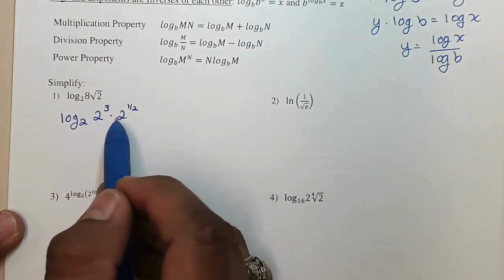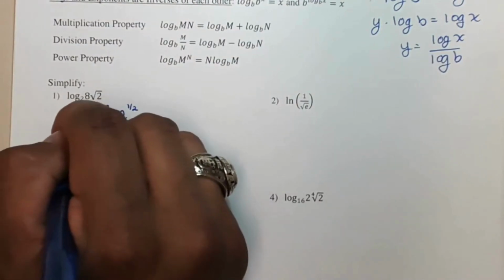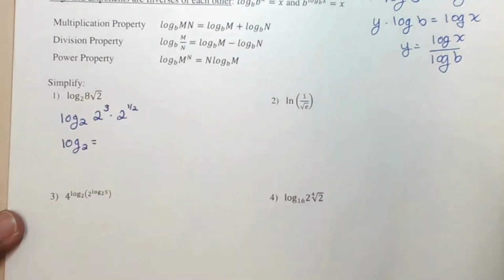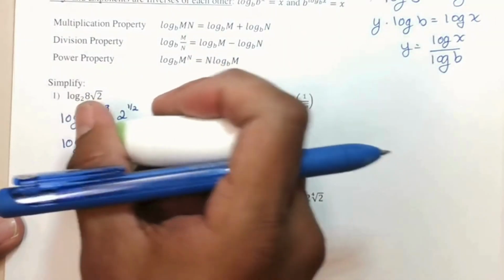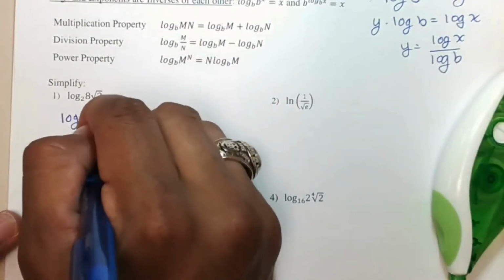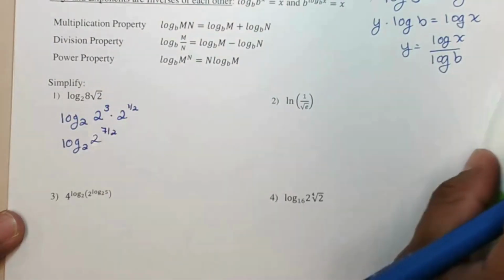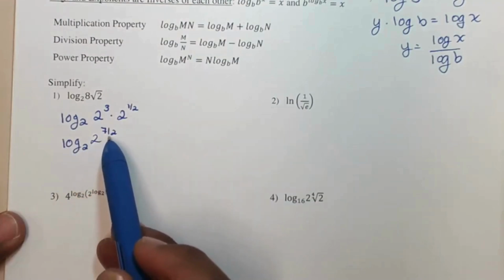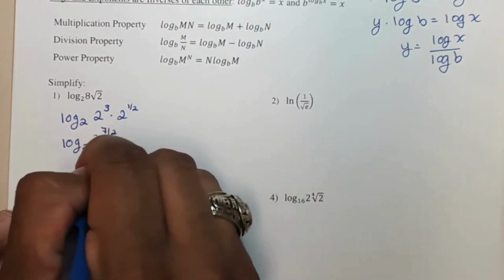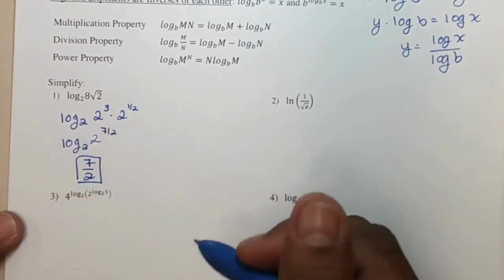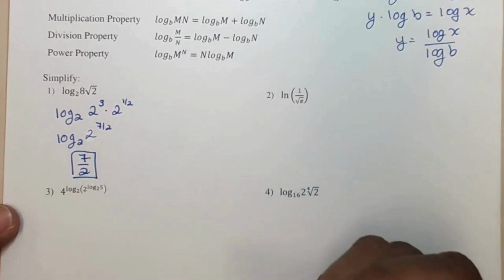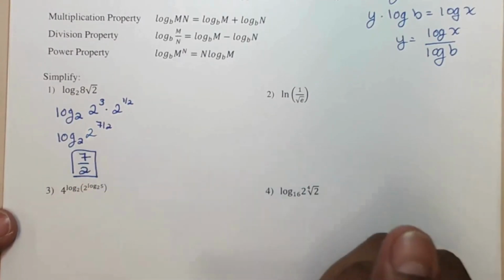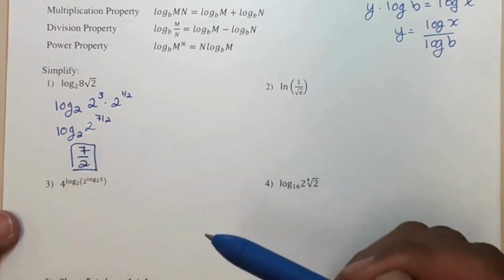Well, if I'm multiplying like bases, I add their exponents. So we get log base 2 of 2 to the 3/2 plus 2, or 7/2. So 2 to the 7/2. So again, since I have a base of the log and the base of my exponent the same, my answer is simply just 7/2. Again, fractions are always the best. If you want to put 3.5, that's fine, but understand most times we're looking for exact answers, which is a fraction form.